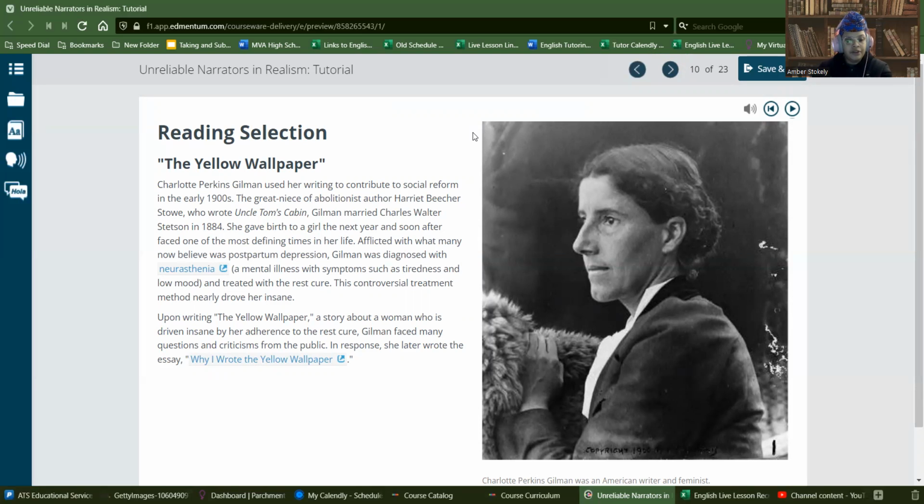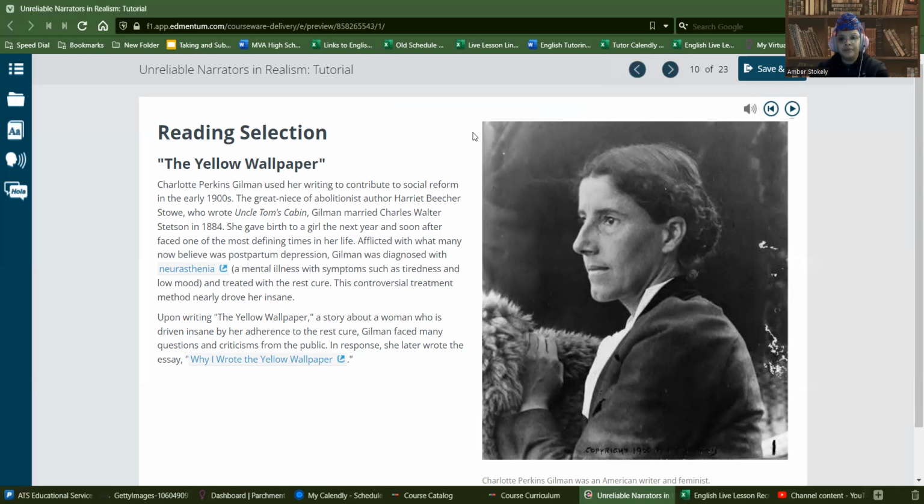So the author's name is Charlotte Perkins Gilman. And she used her writing to contribute to social reform in the early 1900s. So basically supporting civil rights, especially rights for women, for equal rights. And she's actually the great niece of the abolitionist who wrote Uncle Tom's Cabin. Her name was Harriet Beecher Stowe. And so she's just pretty well known in terms of being descended from a writer's family sort of thing.